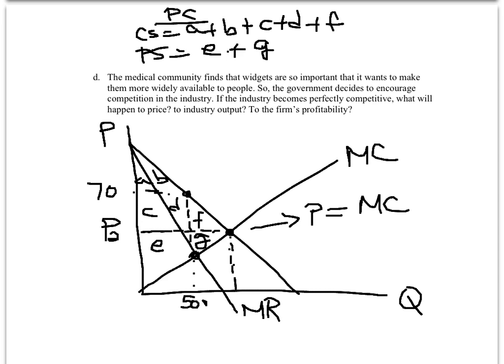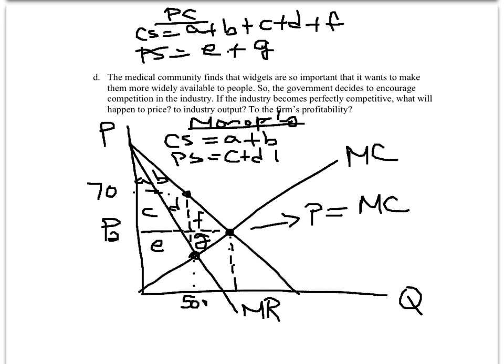Now with monopoly, the price ended up being 70, so the consumer surplus is A plus B. So you see that the consumers lost C, D, and F, but C and D went to the producer, because the producer surplus for the monopolist is now C plus D plus E.